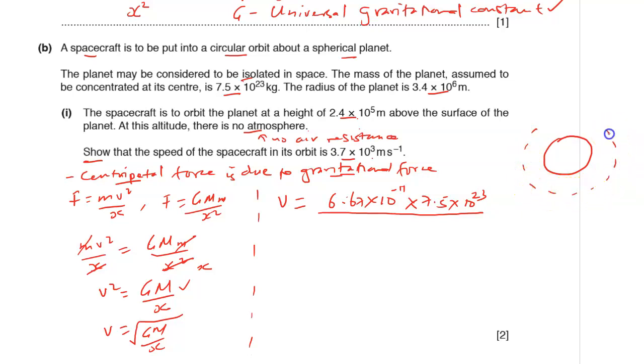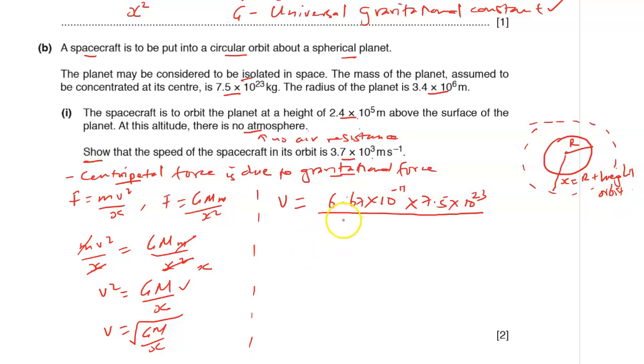So, assuming that is the height at which the orbit is occurring, then we know that the distance from here to here is the radius, but the distance from here to here is x, right? And our x is equal to r plus the height, the height of the orbit.